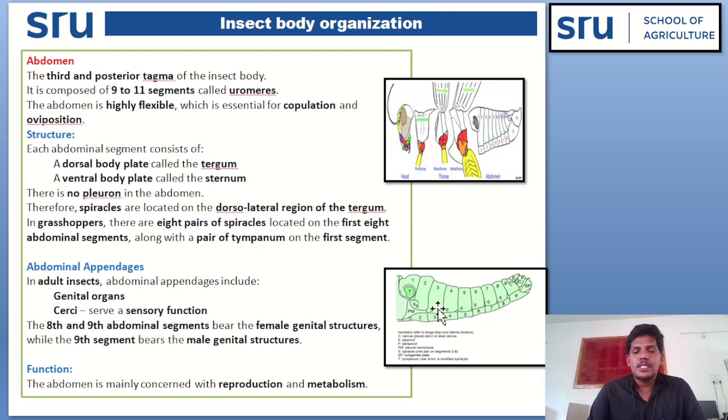Abdominal appendages in adult insects. Abdominal appendages include genital organs and cerci. Here, cerci are there at the last abdominal segment. They serve a sensory function. The eighth and ninth abdominal segments bear the female genital structure, while the ninth segment bears the male genital structure. Function: the abdomen is mainly concerned with reproduction and metabolism.